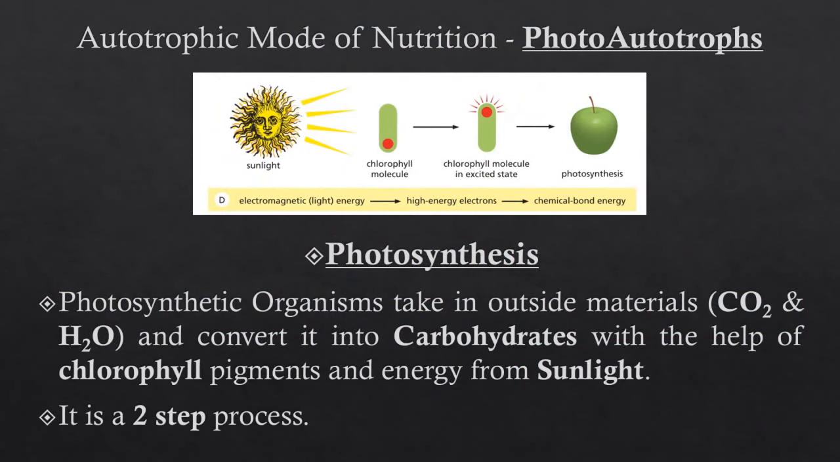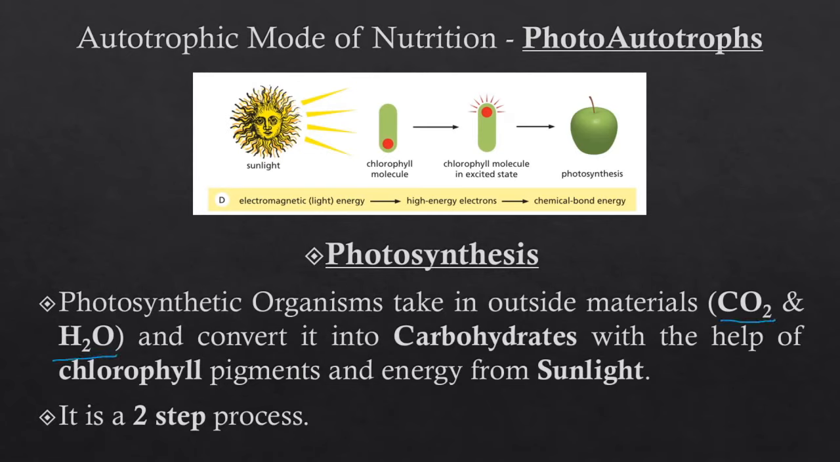Now let us discuss the photoautotrophs and how they obtain energy, how they obtain nutrition. Now as you can see in the picture here, the photoautotrophs obtain their food requirements, nutrient requirements, with the help of the process called photosynthesis. Now what happens here? The electromagnetic waves of the light energy from the sun are converted into chemical energy. That is, the photosynthetic organisms take in outside materials. What are these outside materials? This is the carbon dioxide and water.